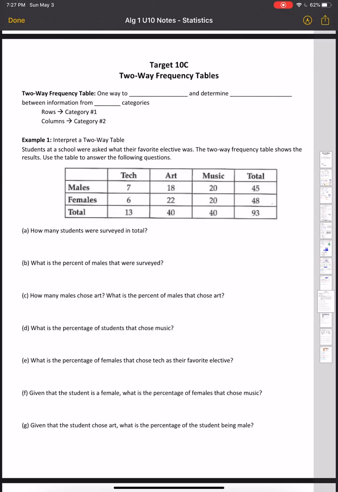All right, everybody, it's time for the last lesson of the year, two-way frequency tables. So we're going to wrap up our stats talk with two-way frequency tables.